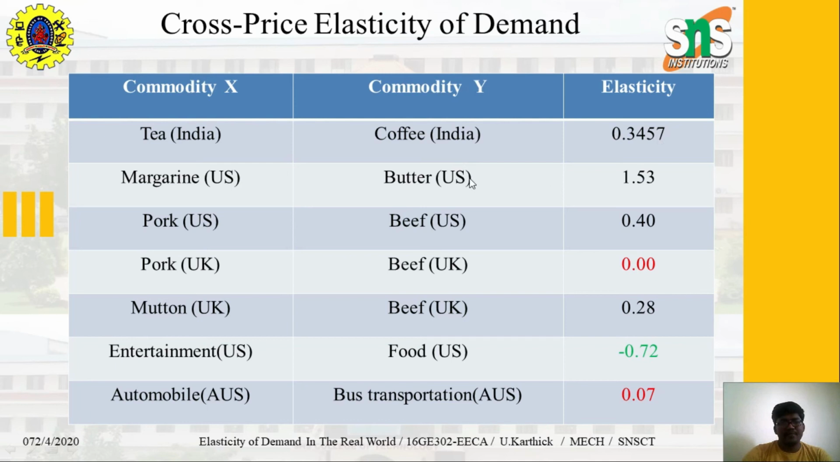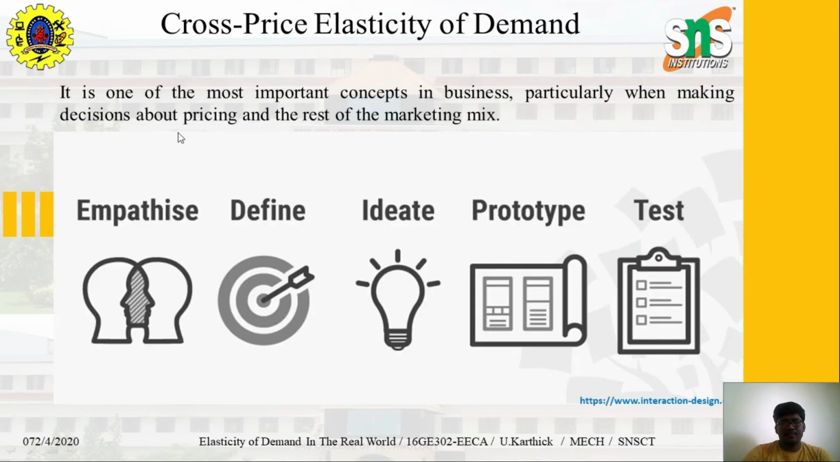Again, for butter, the ratio, we come to know that entertainment, food, it leads to a very high value. So that is all about the elasticity of the commodities for various countries, right? So finally we can conclude that the objective of the business firms is to increase the price of a commodity to improve their revenue, right?